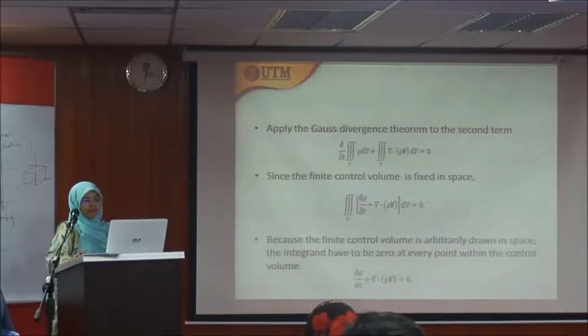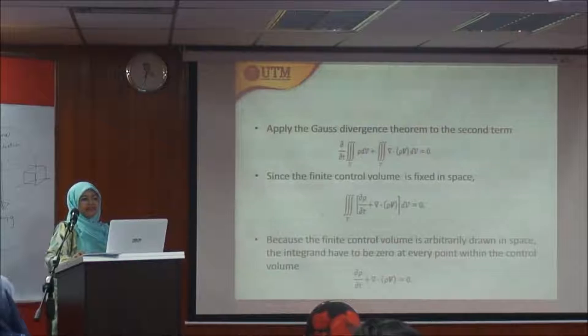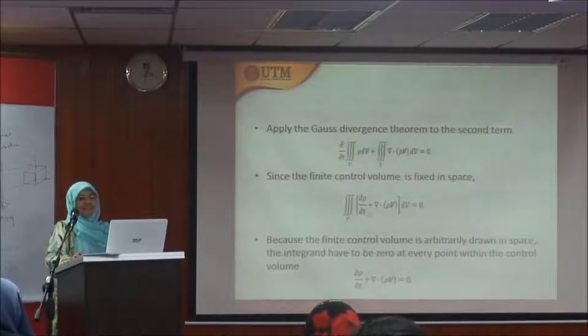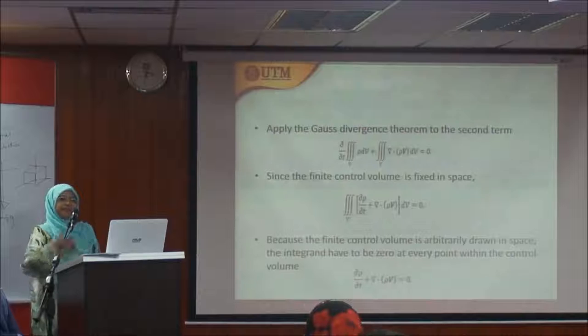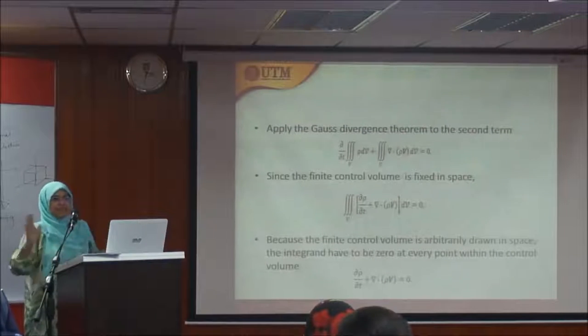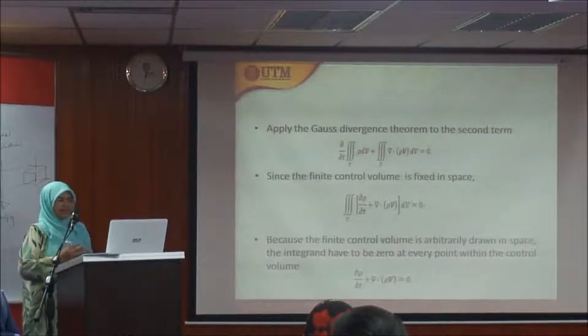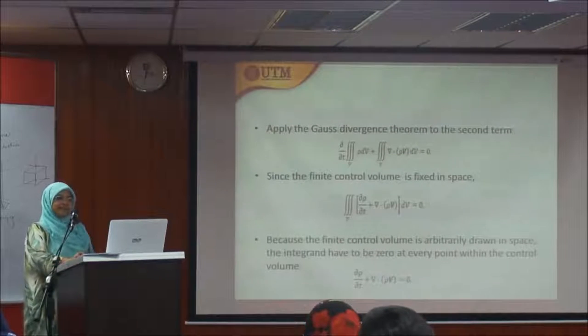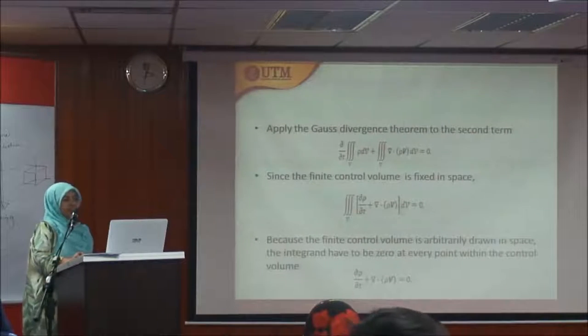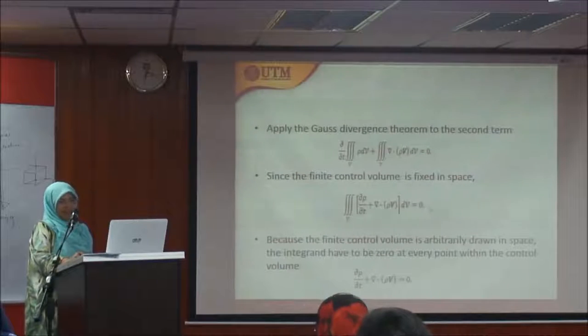You have to be careful here: in the beginning the derivative was outside the integral and suddenly we bring it inside. If we test the students, they just simply take it in. But why? It's because the finite control volume is fixed in space. If it is fixed in space, the derivative with respect to t can be taken inside or outside, and the answer is the same. So we put it inside, and the right hand side equals zero.